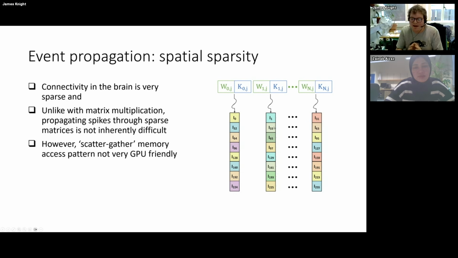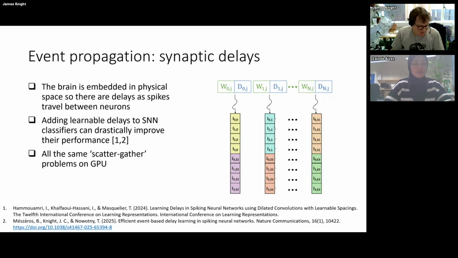So this means that you can have totally zero conflicts in your writing to these lane local memories, and everything can proceed at basically the same throughput as the dense case. And the same approach can be applied to delays.